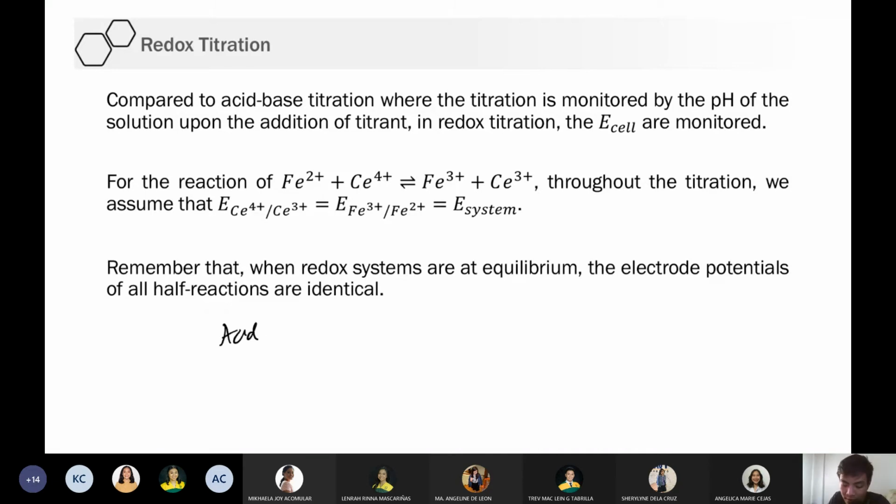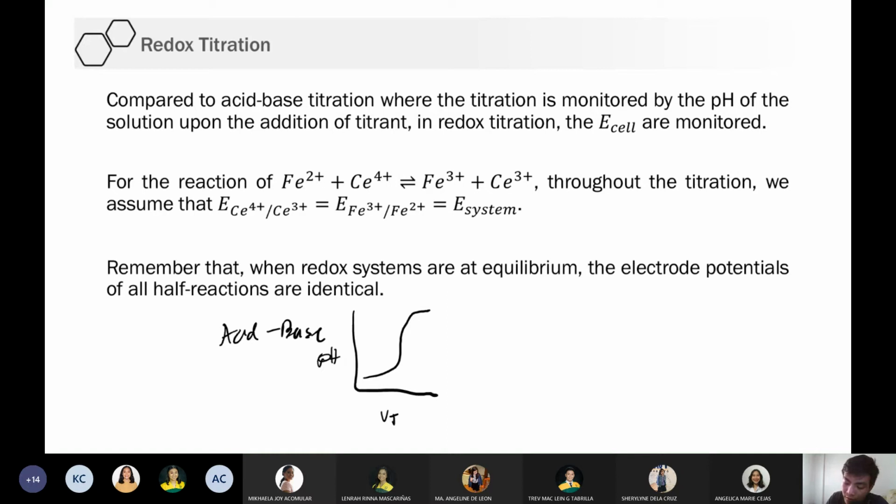Remember kapag acid base tayo, this is how the graph will look like. So you have the pH there, and then you have the volume of titrant here, and ganyan yung itsura ng curve. Pwedeng baliktad or maraming steps depending on the number of equivalence points. Okay? So ito yung itsura ng acid-base titration curve.